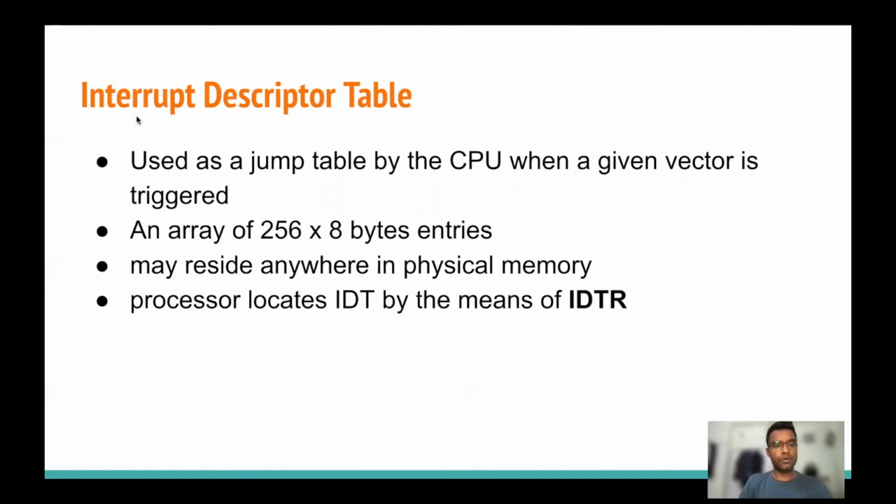The CPU knows about the interrupt handler with the help of the interrupt descriptor table. It is a vector of 256 entries of 8 bytes each, and it stores all the handlers for specific devices according to the interrupt lines or interrupt numbers. The CPU knows about this interrupt descriptor table with the help of the IDTR register.